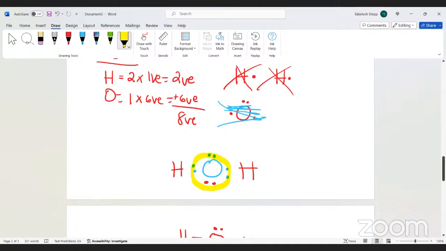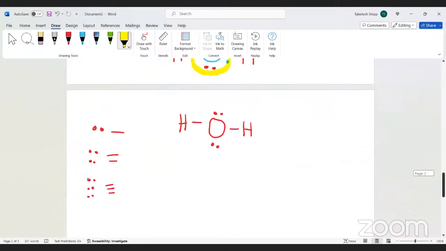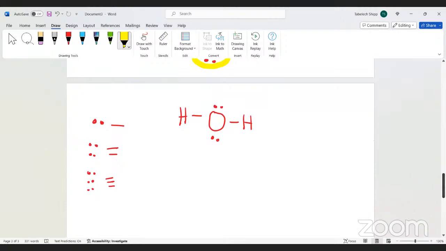You know we're going to do some more, right? Tomorrow, I will show you guys how to determine the shape, okay? So today, we're just drawing them out, but tomorrow, I will show you guys how to determine the shapes of these.